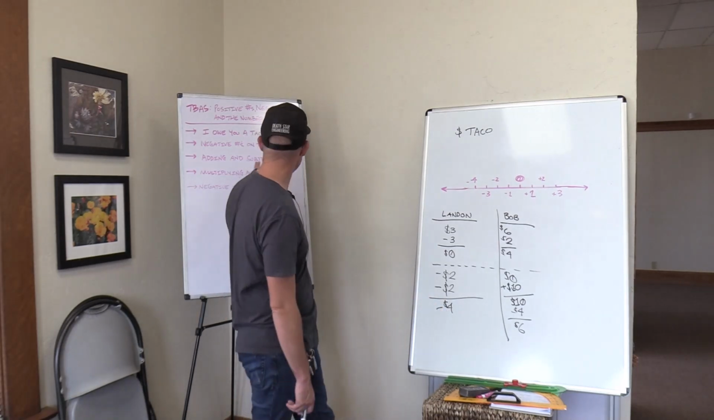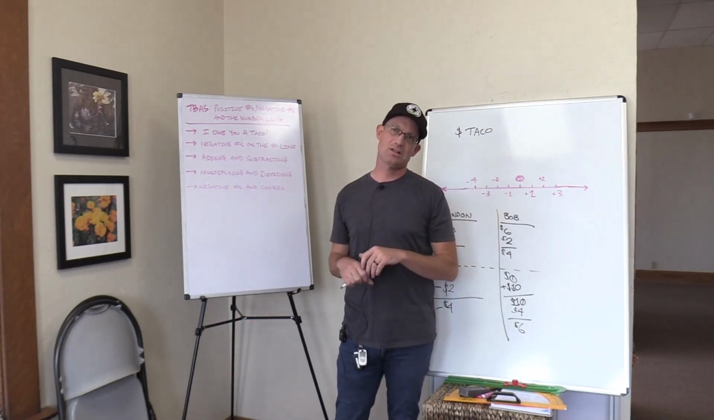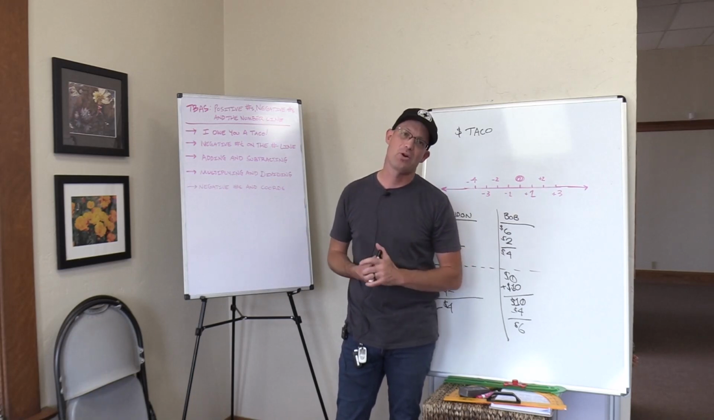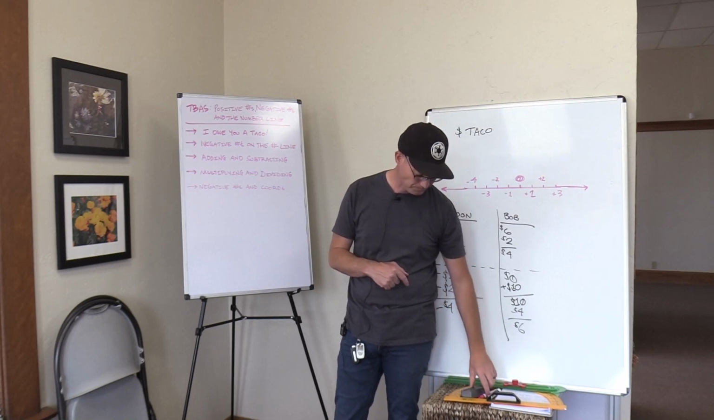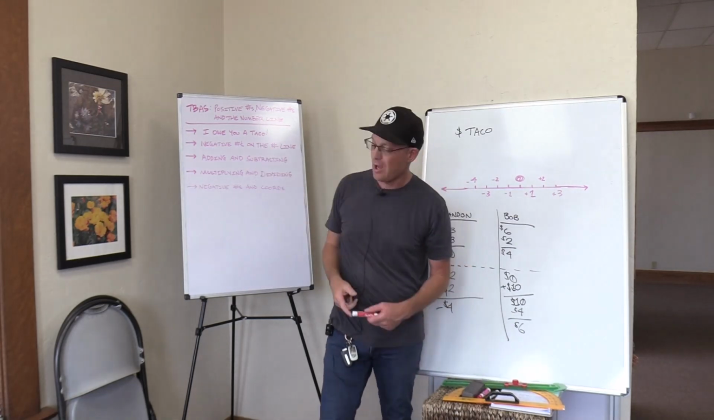Okay, that's how negative numbers work. Now, if you're struggling, think about tacos. Pretend you're at the taco truck with your buddy and you don't have any money, he's got to borrow you money. That's going to put you in the negative, right? That's like a negative number. Okay. So let's plot negative numbers on the number line for a minute.